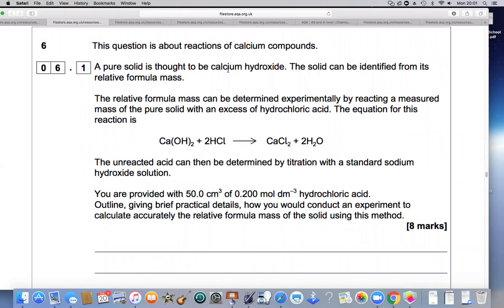Reaction of calcium compounds. A pure solid, thought to be calcium hydroxide, can be identified from its relative formula mass, which can be determined experimentally by reacting a measured mass of the pure solid with an excess of hydrochloric acid, reaction given. The unreacted acid can then be determined by titration with standard sodium hydroxide solution. Be provided with hydrochloric acid, outline, giving details, how you would conduct an experiment to calculate accurately the relative formula mass of the solid using this method. So it's a back titration. And I know that back titration is one of those examples that some people don't like very much.